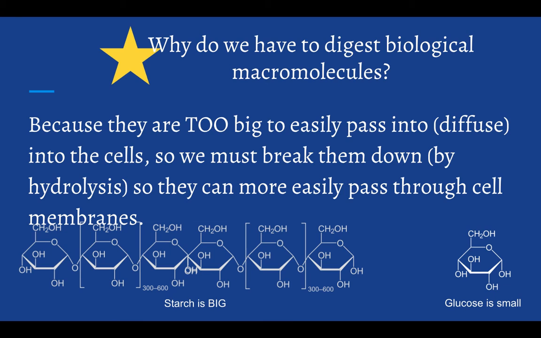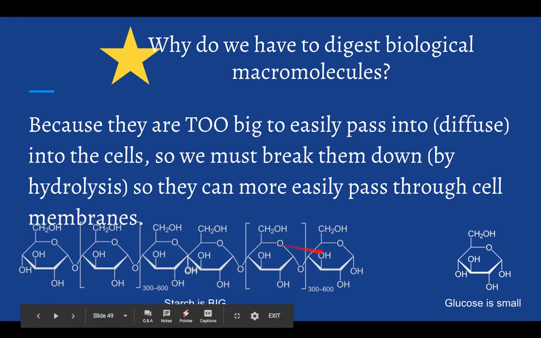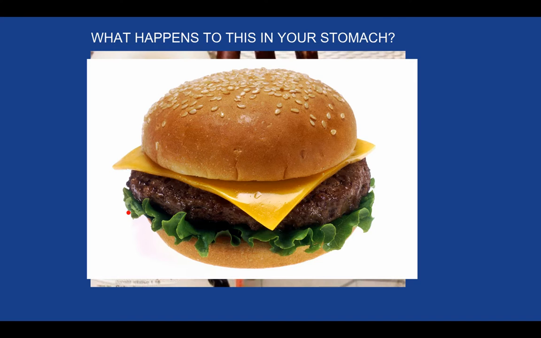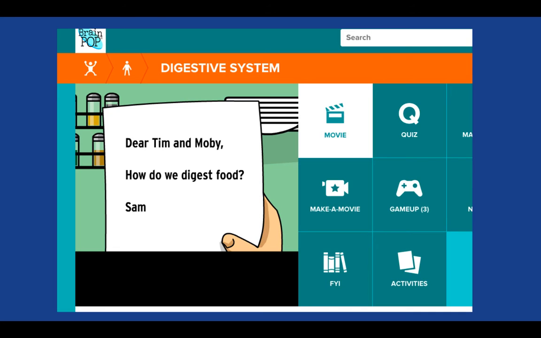So why do we have to digest them? Look how big this starch molecule is. We have 1, 2, 3, 4, 5, 6 simple sugars, right? That's a big molecule. But here's just one simple sugar, glucose. It's small. So we have to break them down because they are too big to easily pass into the cells. So we have to break them down by hydrolysis, so they can more easily pass through the cell membranes. And we did a whole lab on that. Don't watch that one again.